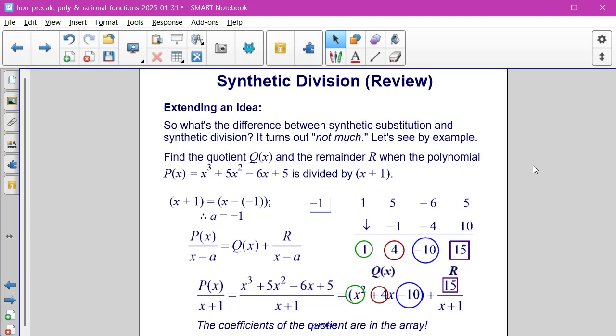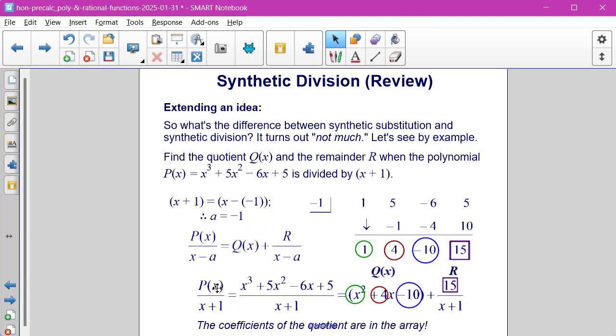Find the quotient q of x and the remainder r when the polynomial p of x, which is equal to x cubed plus 5x squared minus 6x plus 5, is divided by x plus 1. Well, we know that a is -1 because our factors are x minus a number, and minusing a negative changes the subtraction sign to an addition sign. So therefore a is -1.